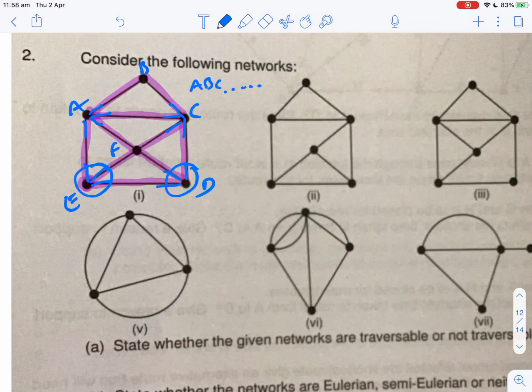Let's try the next one. So again, my top one has 2 coming in, so it's even. My next one here has 3, so that would be an odd. The one to the right has 3, so it's an odd. Down at the bottom, I've also got an odd. So as soon as I've exceeded those 2 odds, I automatically know that this is neither Eulerian nor semi-Eulerian. So I could tick both of those off.